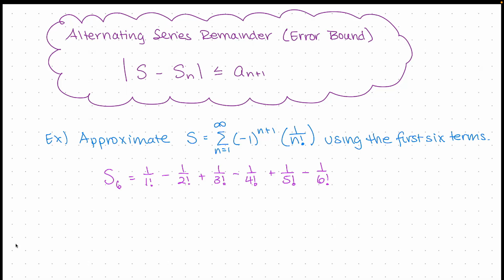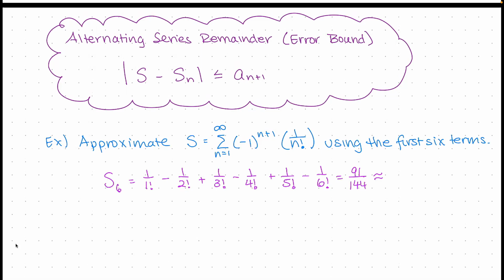Which, let's see here, is 1 minus 1/2 plus 1/6 minus 1/24 plus 1 over 120 minus 1 over 720. Which is exactly equal to 91 over 144. But if you want a decimal approximation, actually it's repeating, so we can say 0.63194 repeating.